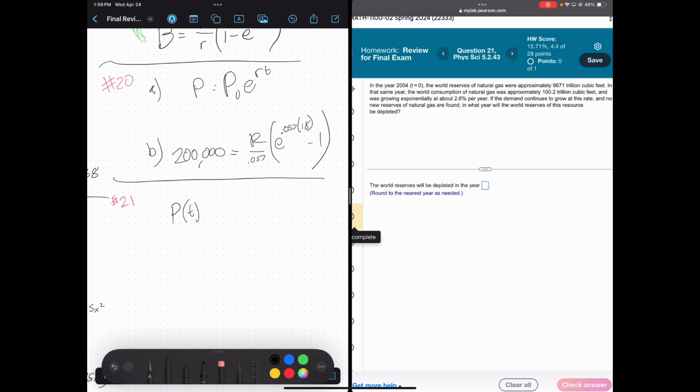And what is it modeling? This models our consumption of natural gas. So I can model this consumption of natural gas as follows. My initial consumption is 100.2 trillion E, but this is growing at a rate of 2.6% each year. So this equation models my consumption rate. Wait a second, that means this is a rate function.